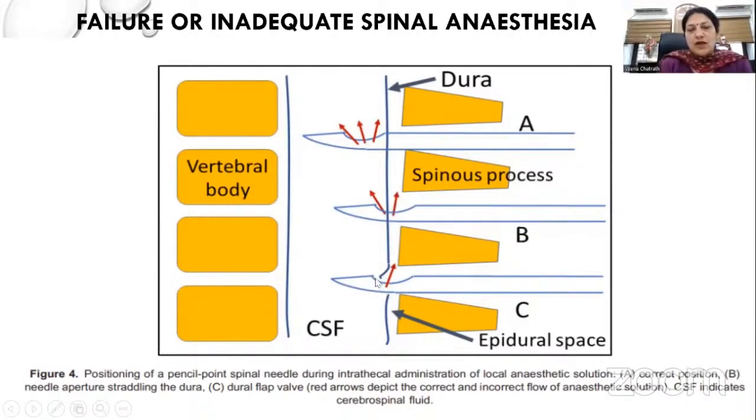In this diagram also, the whole amount of drug is going into the epidural space, so the spinal effect of spinal anesthesia will not be present in this needle position.